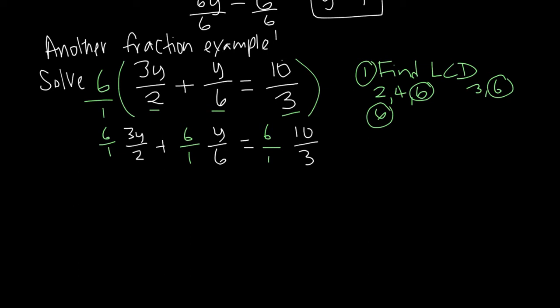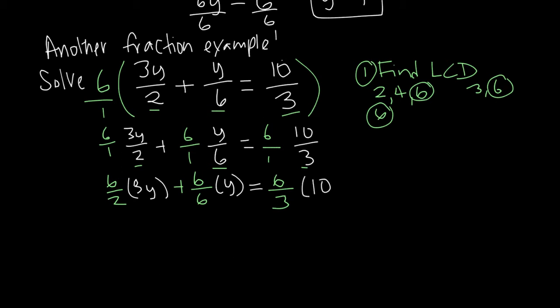And then I'm going to rewrite it one more time and move the denominator of the fraction below the 6 instead to help with reducing. So for this first fraction, that would be 6 over 2 times 3y plus 6 over 6 times y equals 6 over 3 times 10. So what we did there is just write that denominator under the 6 for each fraction, just to help with reducing it.